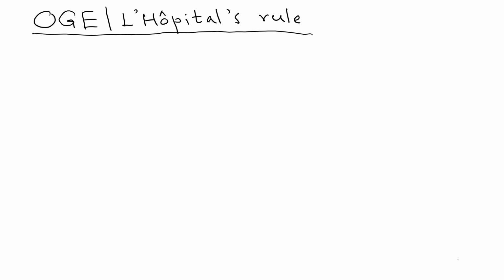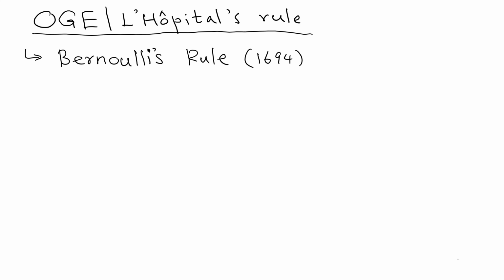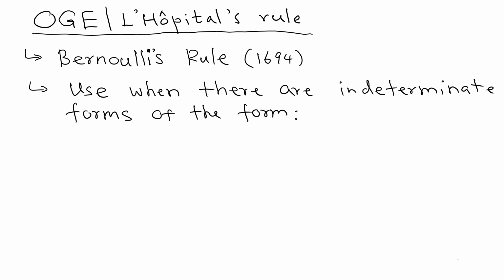In this video, we are going to learn one of the very powerful techniques of finding limits called L'Hopital's rule. The result was introduced by John Bernoulli in 1694, and L'Hopital published this result in his book in 1696. So we use L'Hopital's rule when we have what they call the indeterminate forms of two special types.